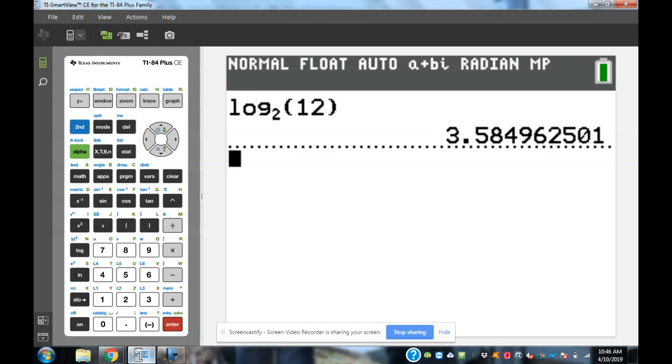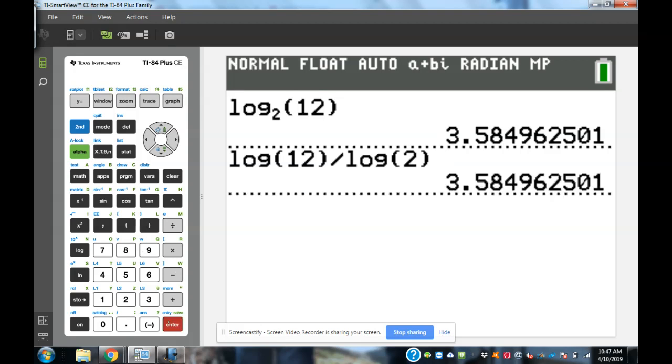So this is one of those things where they've upgraded the graphing calculators over time, and they put in the code to make it do the log base for us. Before that, we had to use the change of base method. So we could do log of 12 divided by log of the base, which is 2. Close the parentheses when you do that, and then hit enter. Notice it's the exact same number.